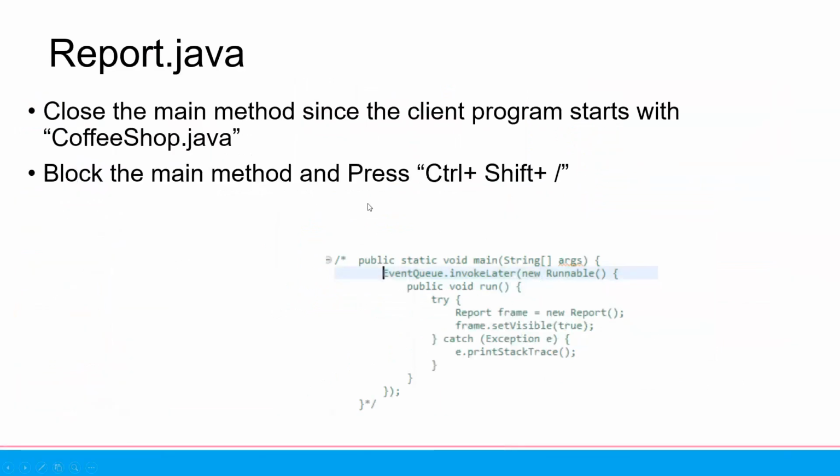I give you the way. Close the main method since the client program starts with the CoffeeShop.java. You can block the main method and press Ctrl Shift slash. Okay, but it's up to you. I give you another way. Just give the slash star and star slash to close this main method. After you close it, the color becomes green.